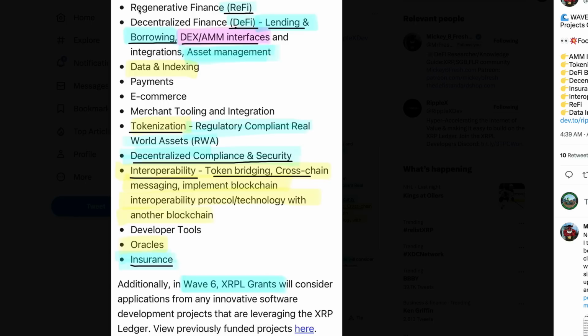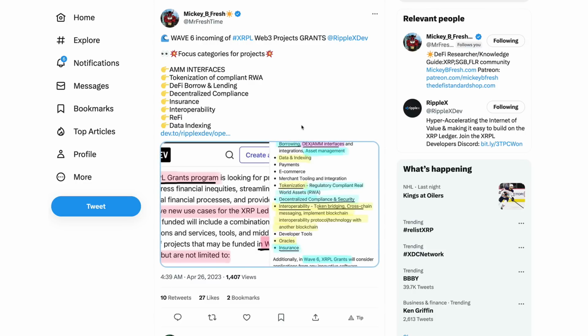There's a whole slew of new projects that they're focusing on: financial equity, inclusion, regenerative finance, ReFi, decentralized finance, lending, borrowing, DEX, AMM, automatic market maker interfaces and integrations, asset management, data and indexing, payments, e-commerce, merchant tooling and integration, tokenization, regulatory compliant real-world assets, decentralized compliance and security, interoperability, of course, that's a big one, token bridging, cross-chain messaging, implementation of blockchain interoperability protocol technology with another blockchain, developer tools, oracles, and insurance. So guys, this is Wave 6 of the XRPL grants program. These guys are just not slowing down, so I wanted to thank Mickey B. Fresh for posting that.